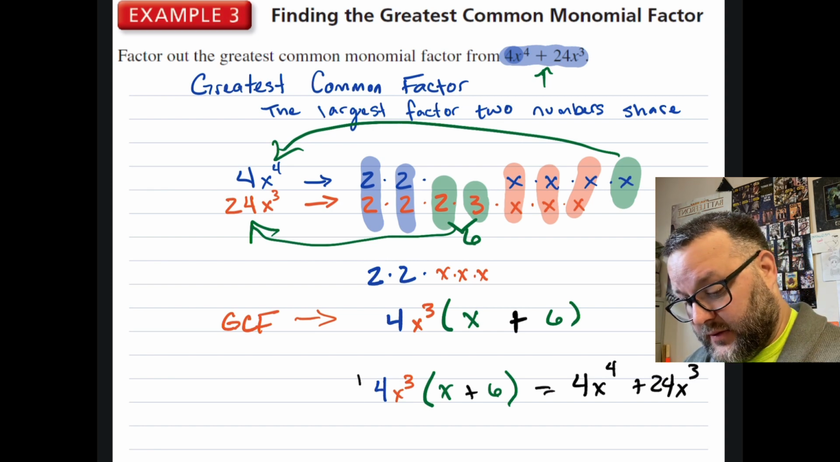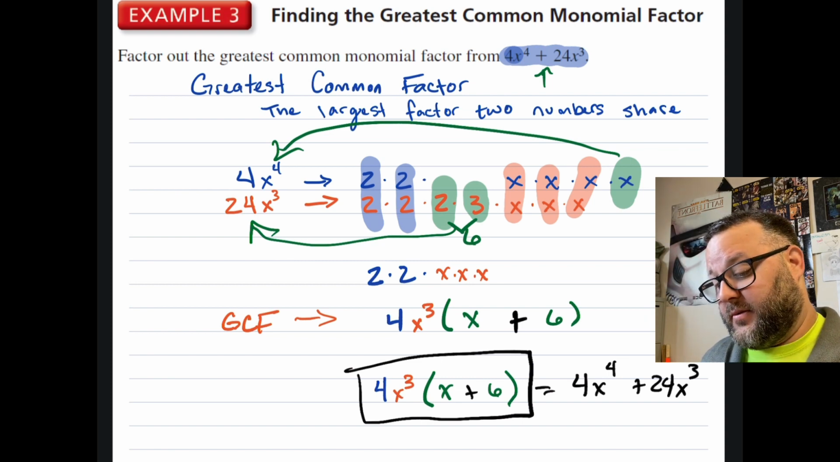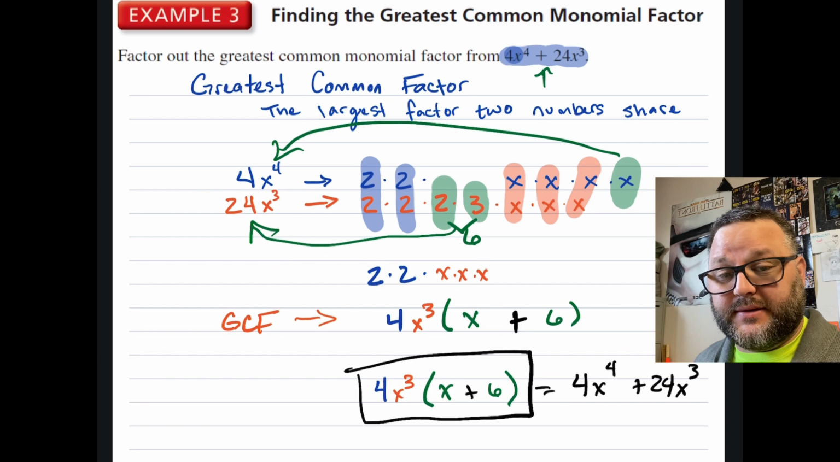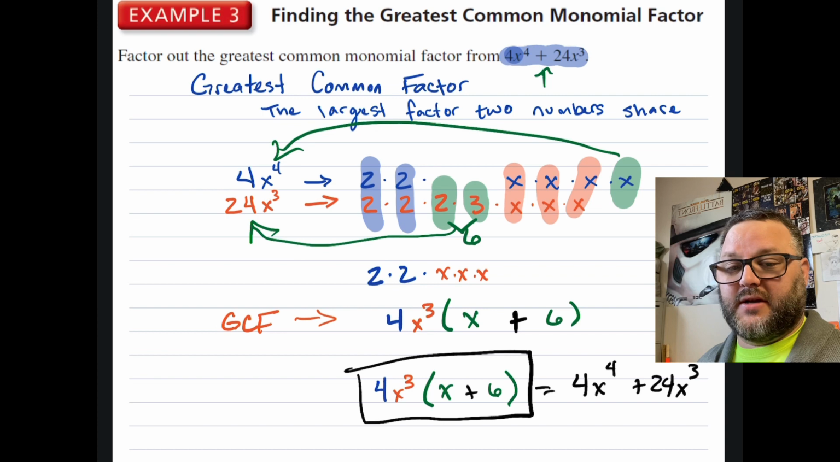So our answer, in factoring out the greatest common factor from 4x to the fourth plus 24x cubed, is 4x cubed times x plus 6. The greatest common factor itself was the 4x cubed. But when it says factor out the greatest common factor, it means take that greatest common factor and write it as a product that equals the original.